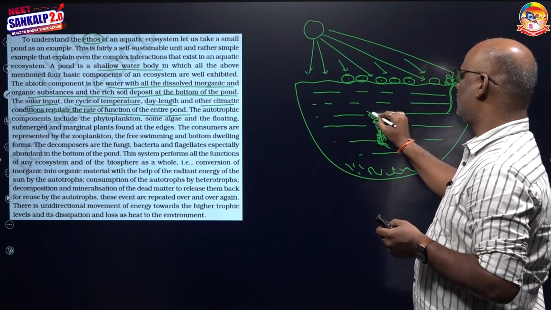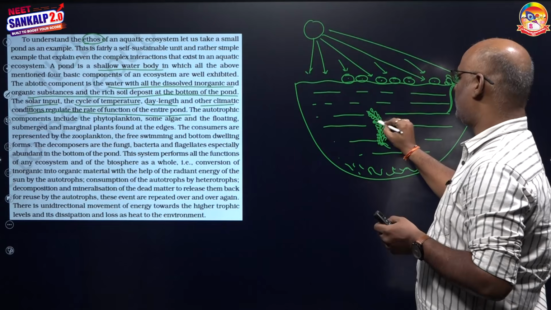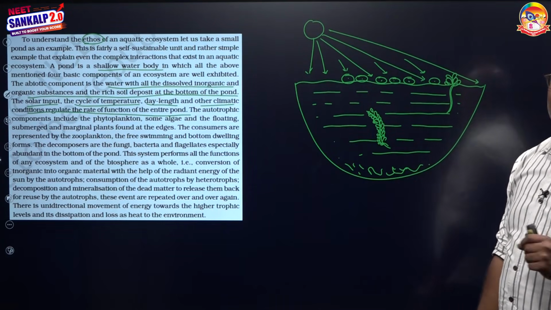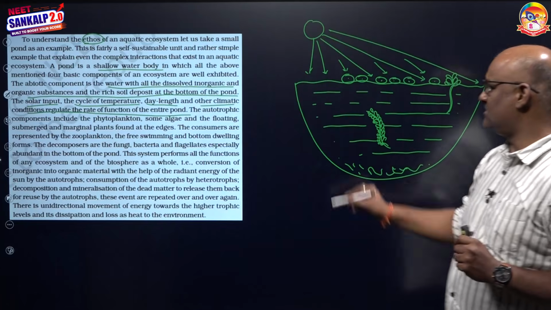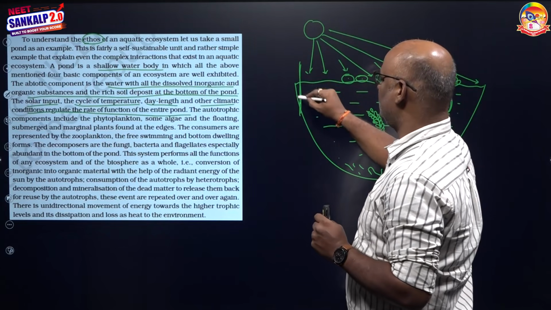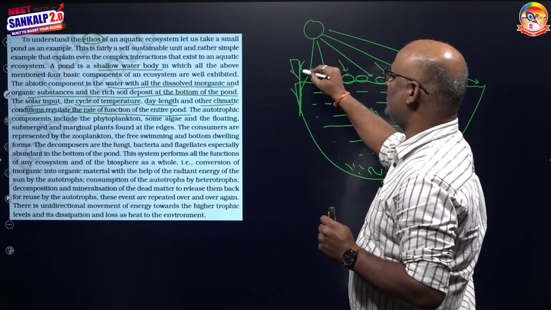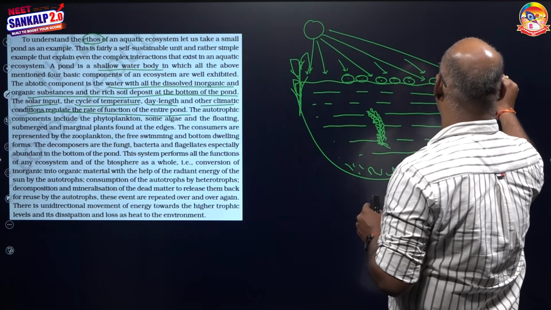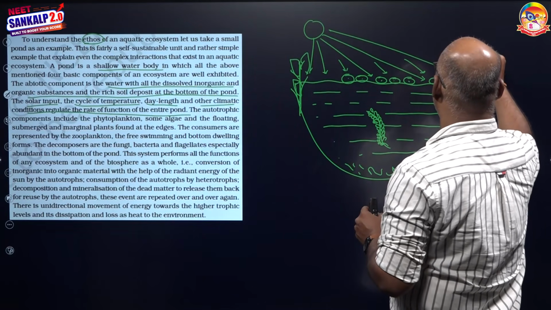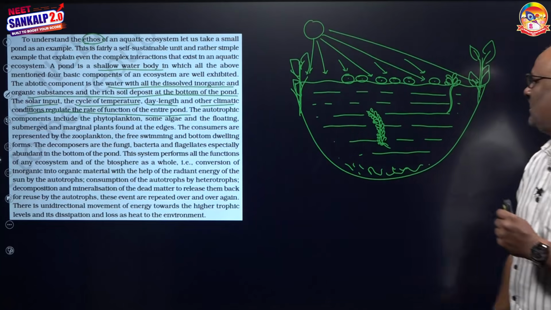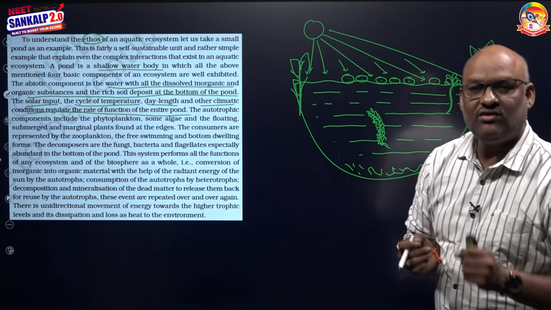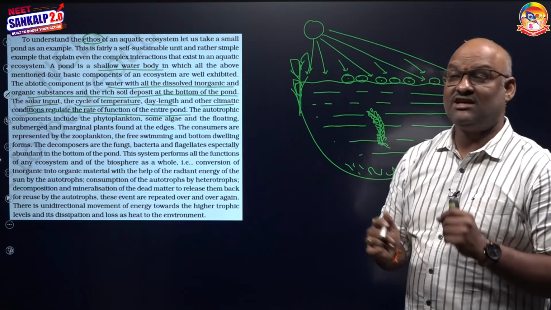Like this, we have so many different types of autotrophic organisms present inside the pond, which help in performing photosynthesis, and you can also see some marginal plants which are found at the edges. So these are all the different types of autotrophic organisms present here, and all of them help in performing photosynthesis. Now this comes under productivity.